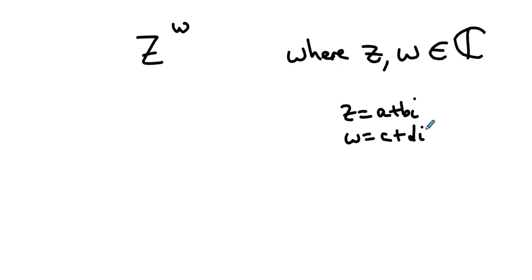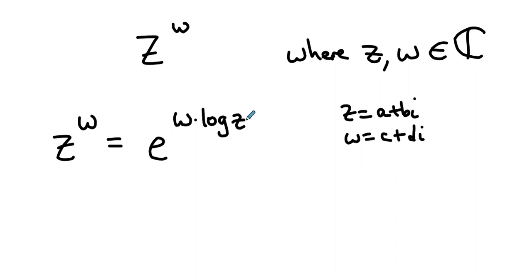right? So 12 is a complex number, and 3i is a complex number, and 4 minus radical 2i is a complex number. They're all complex numbers. 7 is a complex number. So let's talk about what we mean when we write z to the w. When we write z to the w, what we mean is e to the w times log z.